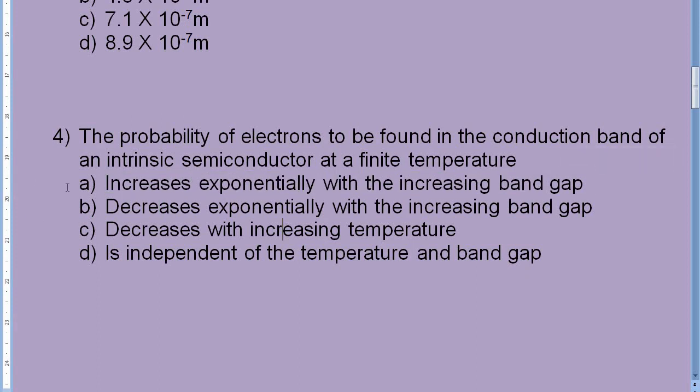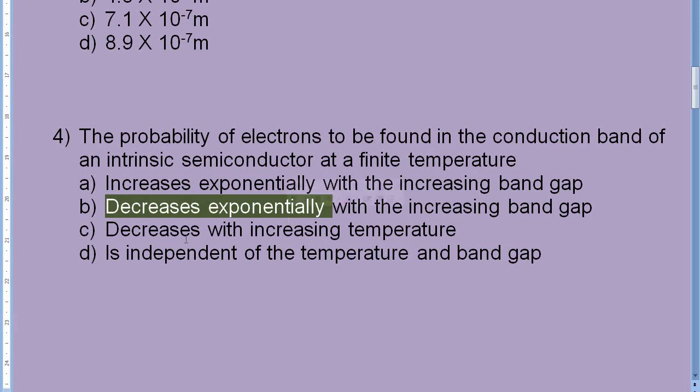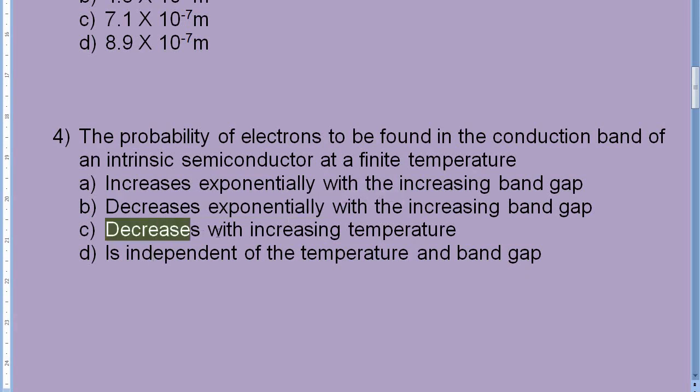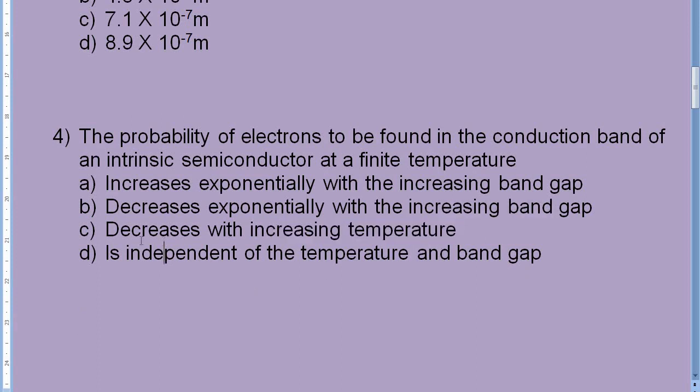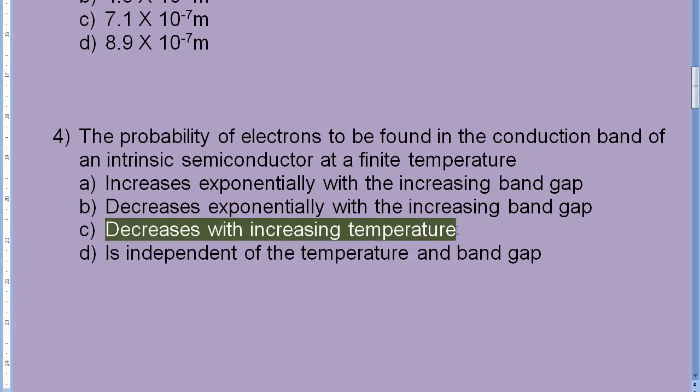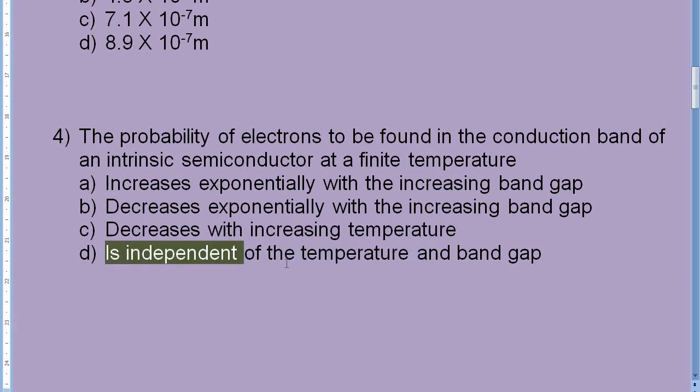Now here you can also compare the other answers, which are of course absurd in this case. They are never true. How can it decrease? It will always increase. It decreases with increasing temperature. But in this case, if we increase the temperature, more electrons are excited, so this is also not true. And the last one is independent of the temperature, which is false, because it also depends on temperature.